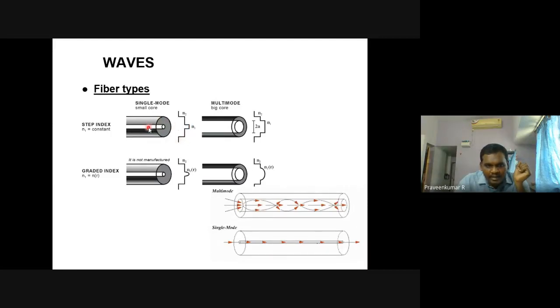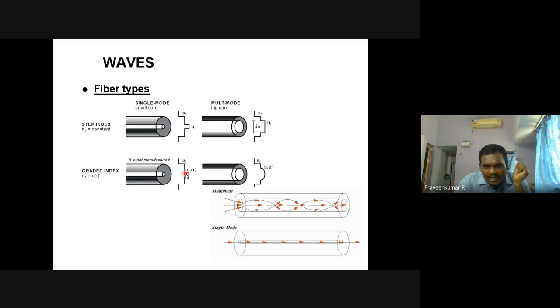The white line denotes the core area, and the black area gives the parameter of the cladding. So n1 and n2. You can see here that n1 is a constant value. If you are taking graded index fiber material, n1 changes with respect to r. The r is the radial distance of your core material. You can see the shape of the step index single mode fiber and the graded index fiber.